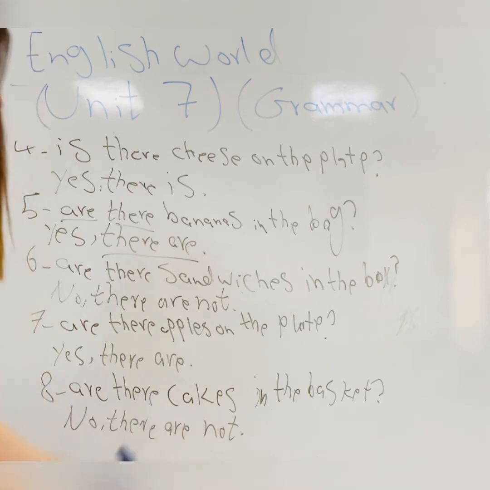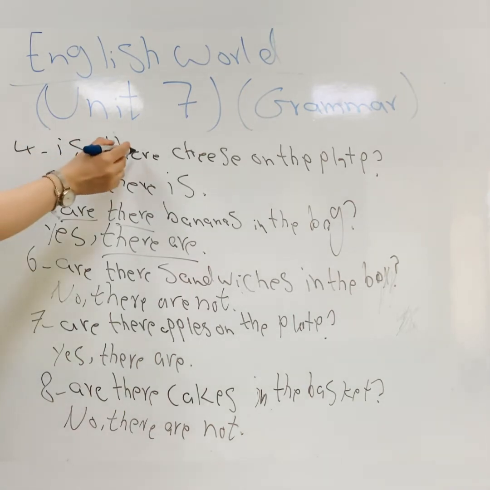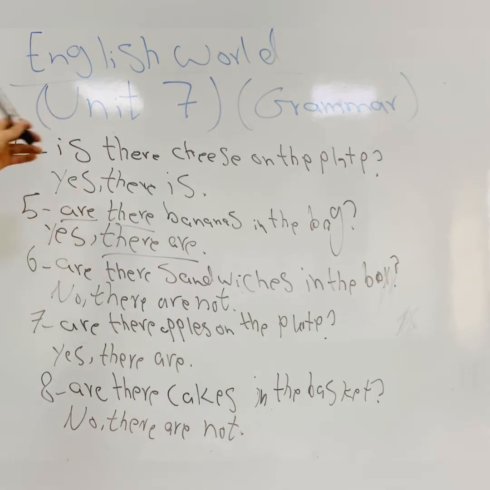Okay? So, dear student, our grammar for today talked about how we use there is and there are. If we want to talk or point to one thing, we say there is. And if we want to talk about more than one thing, we say there are. And also we use there is and there are by making a question. If we want to make a question using there is, you have to say is there. And if you want to make a question for more than one thing, you say are there. Okay?